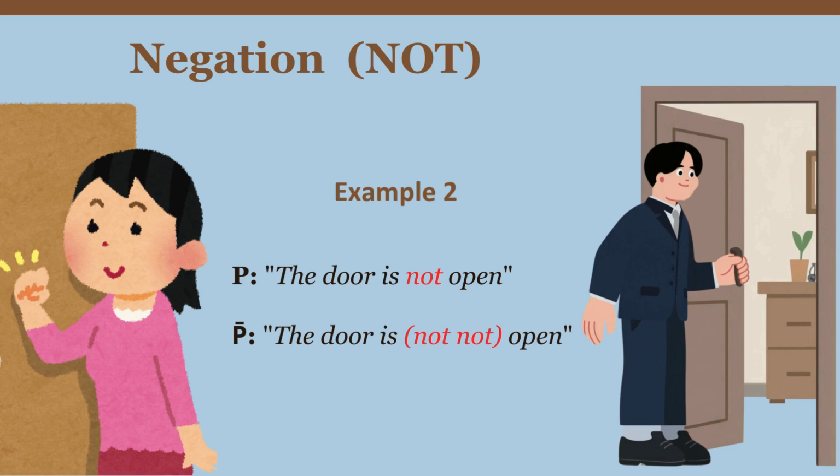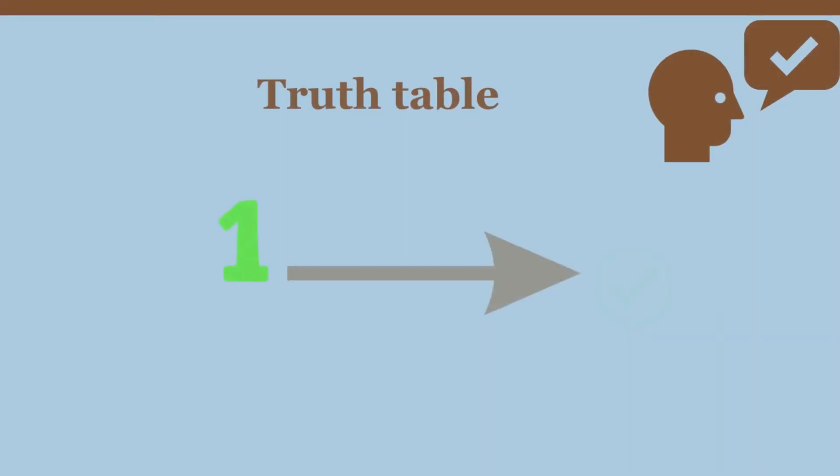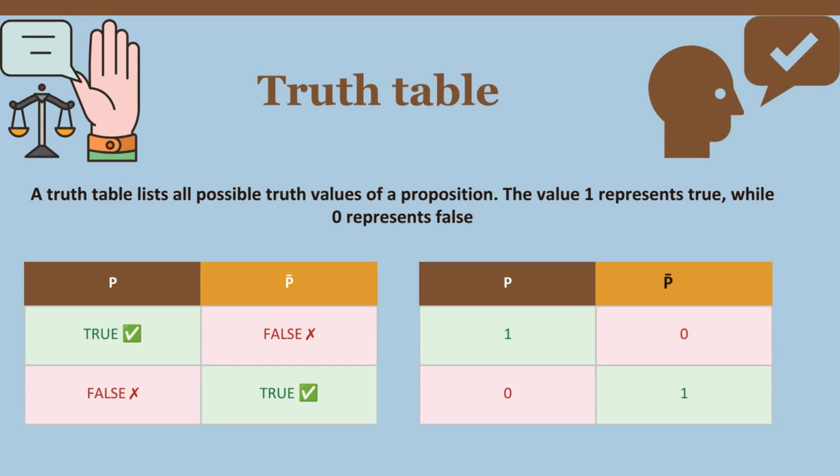To keep track of these truth values, we use truth tables. A truth table lists all possible truth values of a proposition. It uses 1 for true and 0 for false. Let's take the example of the negation. The table has two rows. When p is true, or 1, its negation is false, or 0. When p is false, or 0, its negation p bar is true, or 1.